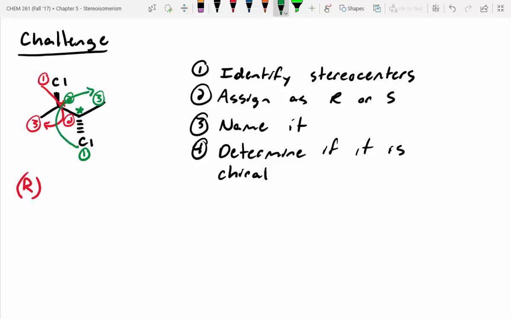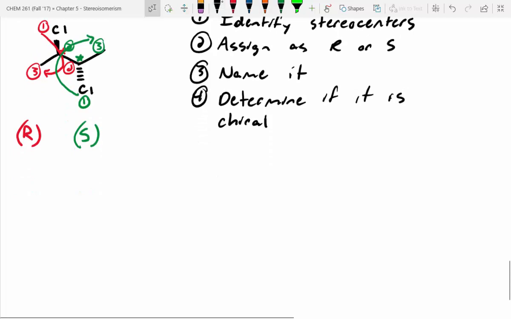So again, this one's twisting right, but is it going to be R? It's going to be S because our lowest priority assumed hydrogen is coming towards us, so we want to flip it. So this is going to be an R and S stereocenter. All right, now what we want to do is name it.